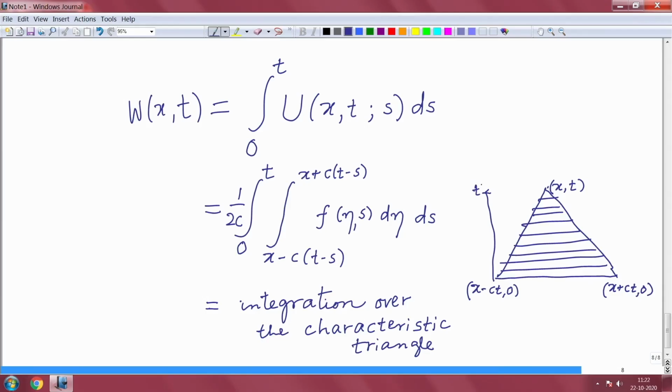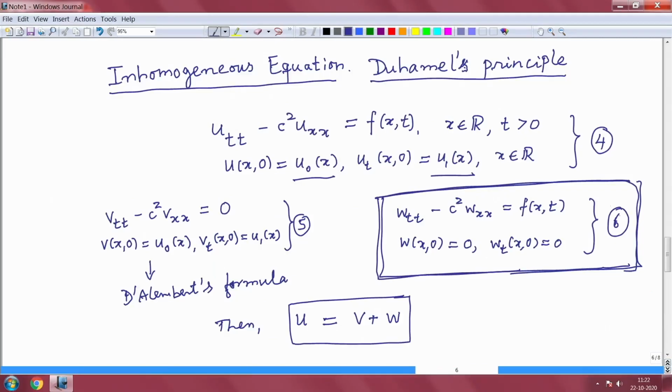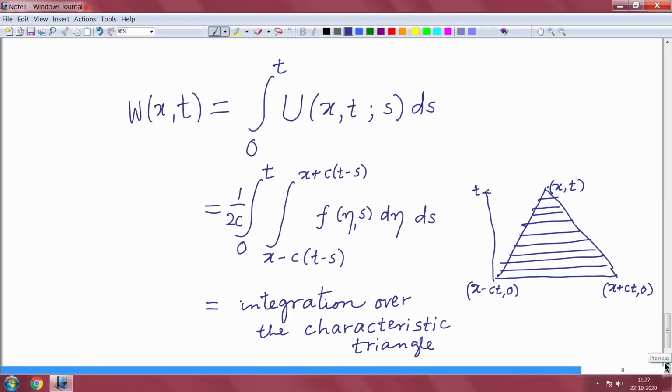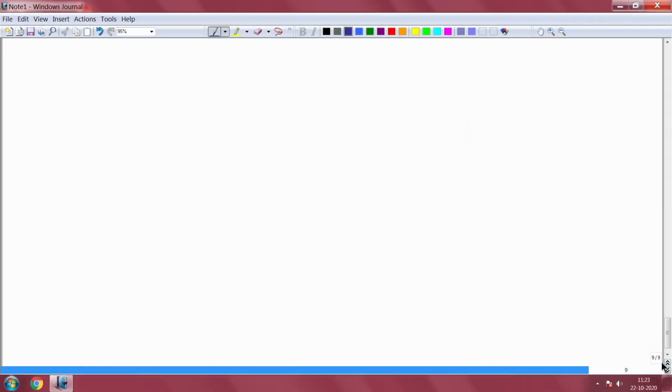Okay. So, it is not immediately clear why this W is solution of problem 6. Okay. So, remember problem 6 is inhomogeneous wave equation with 0 initial data. Okay. So, now we will quickly verify that the formula given by this double integral is indeed solution of the problem 6. Okay. So, verification, quick verification.